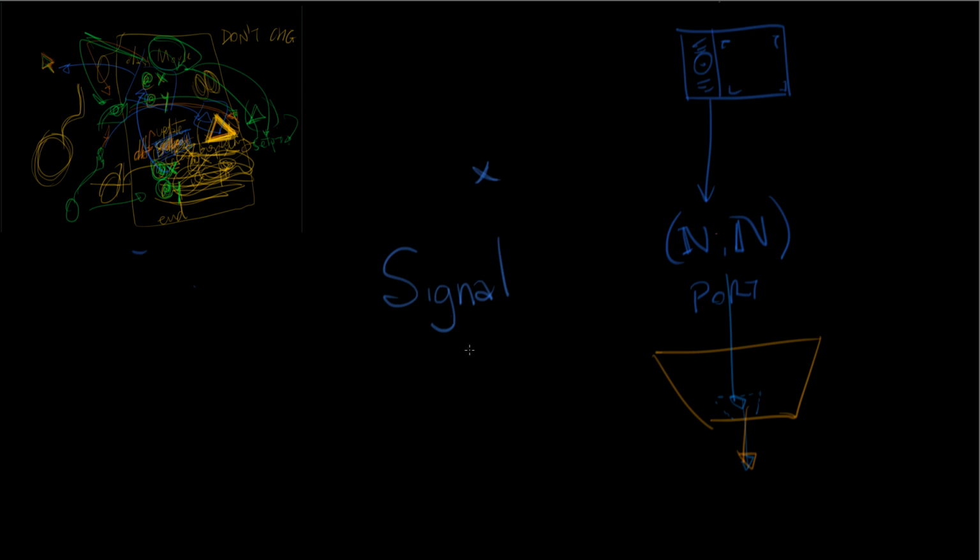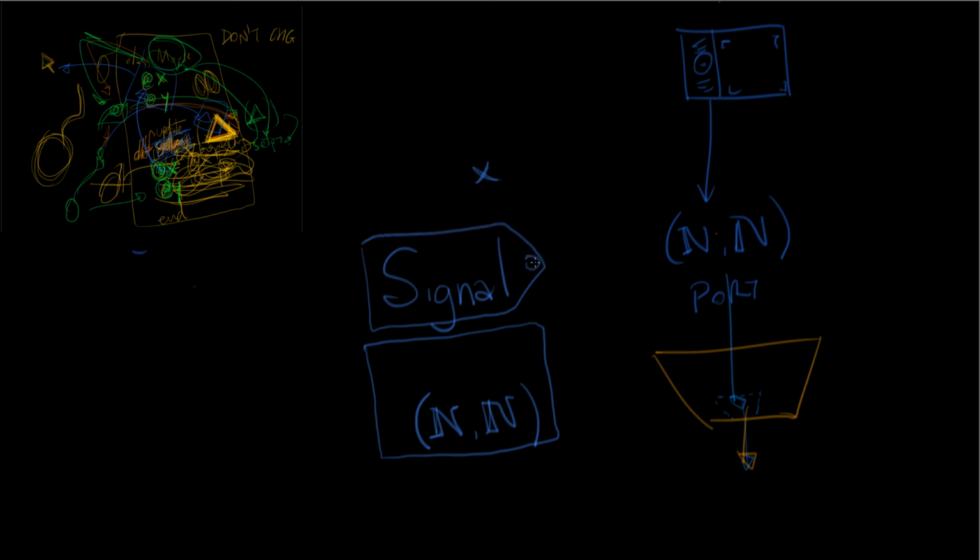A signal is a value. So in this case, the mouse position will be a signal. So the value will be a pair of naturals, right? That's what the value of the signal will be. But it'll be inside a context. And that context is a signal. So what does this mean?